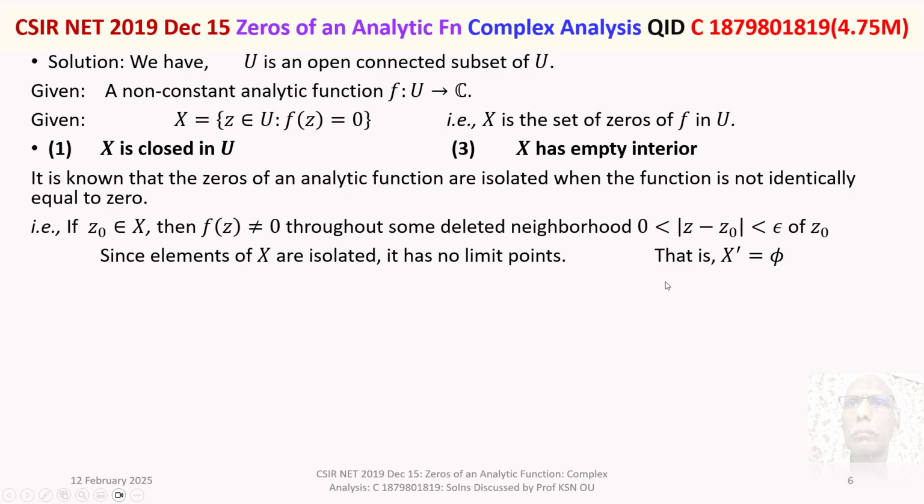It has no limit points means that the derived set, that is X prime, the set of all limit points of X, is empty, right? So thus X is closed, since it contains all its limit points. Not only that, phi is closed. So phi is closed, therefore X prime is closed. Agreed.